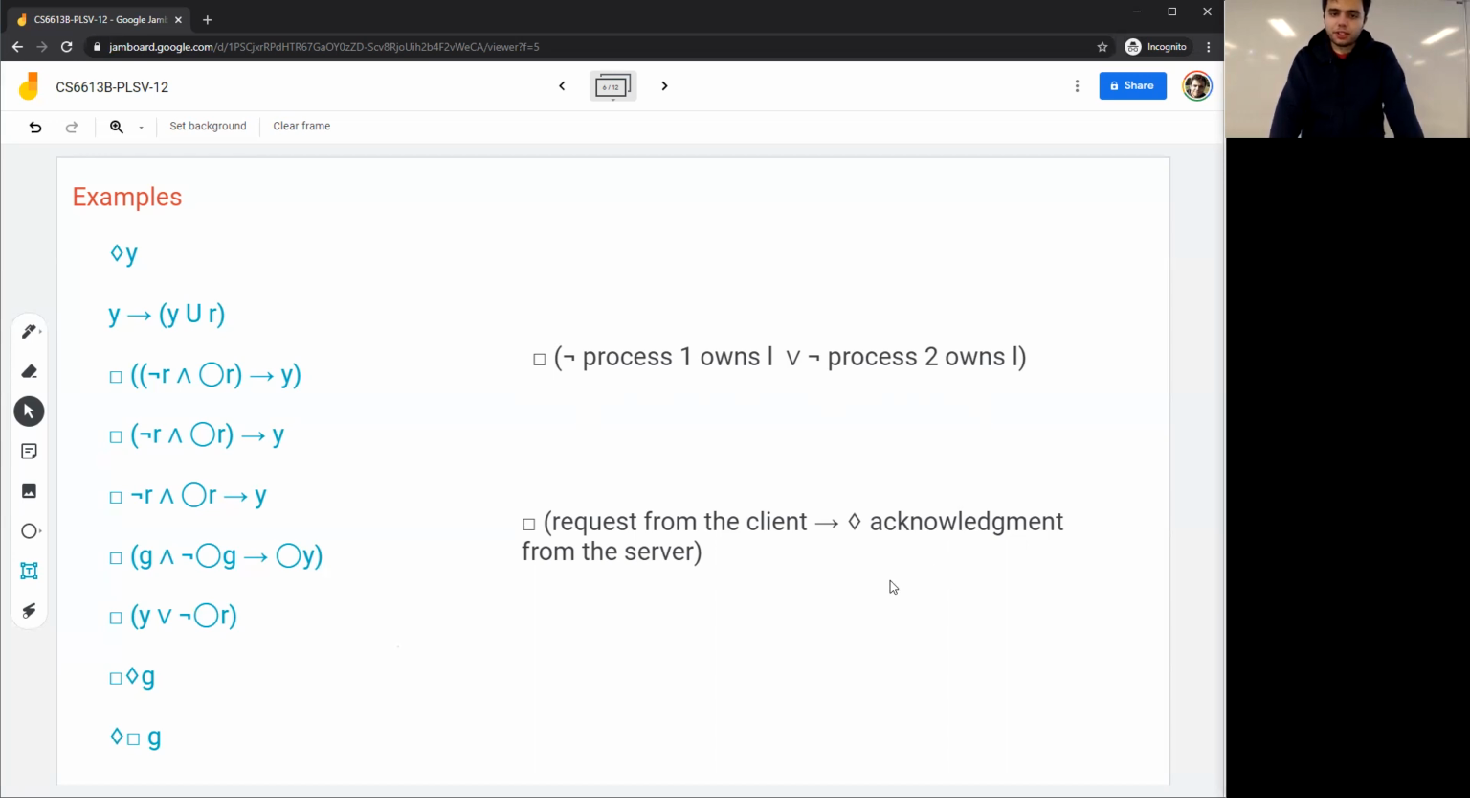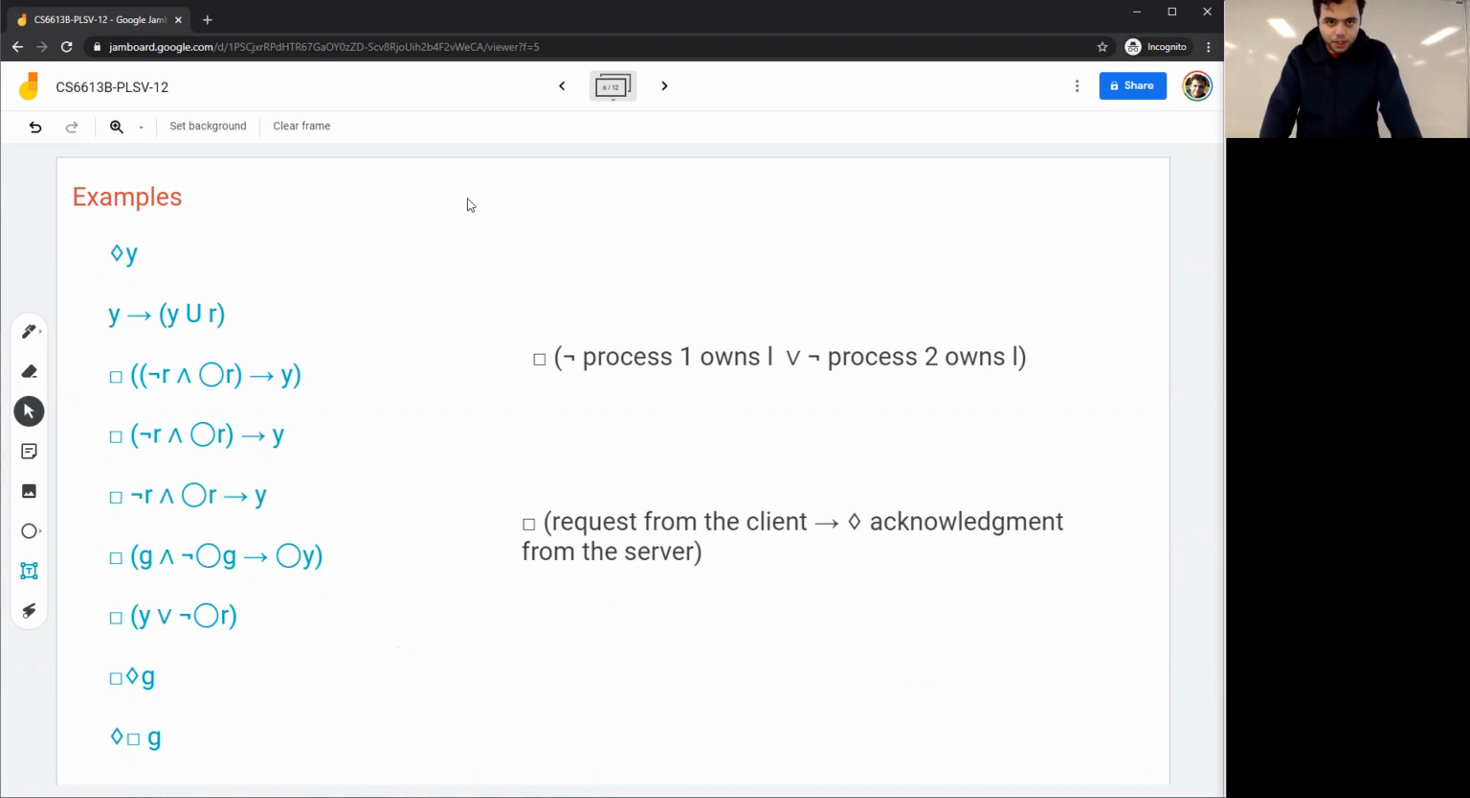Or if you consider a web server, and let's say that this server gets some requests from the client and it should acknowledge them, or it should give some sort of response, then the property that we want to hold is that we want every request to eventually get a response, right? So we want to have this property that always, if there is a request from the client, then sometime in the future, there would be an acknowledgement from the server.